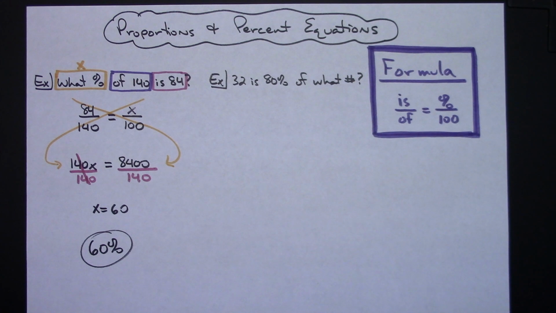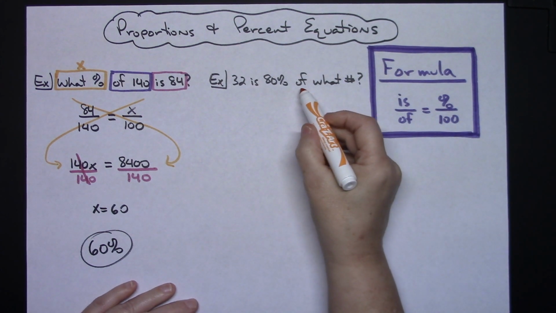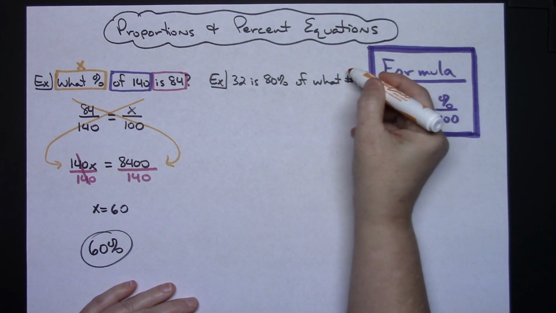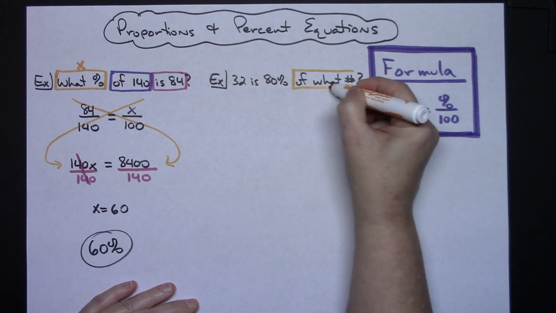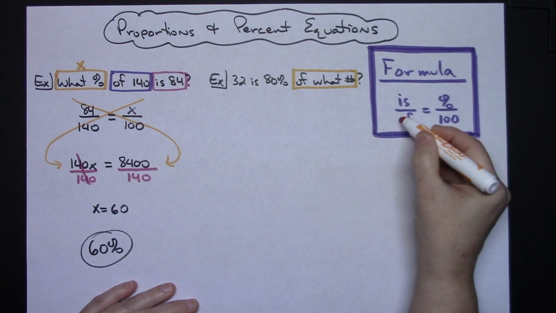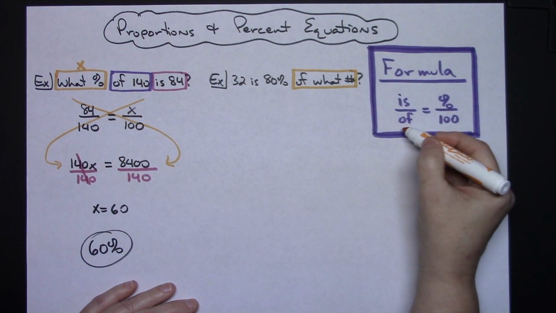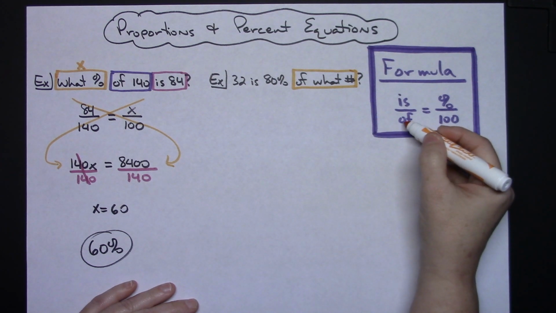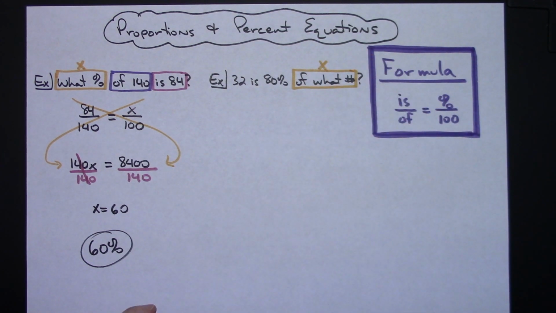What am I asking for? Well, I'm asking for of what number, so that's the part that goes together. Of what number? I'm asking for the of. So my x this time is going to go in that bottom left-hand corner. So that is x.